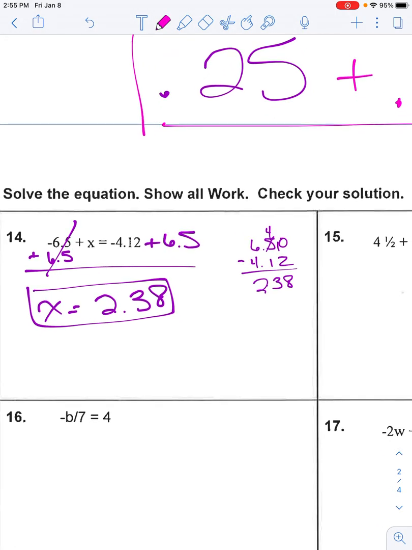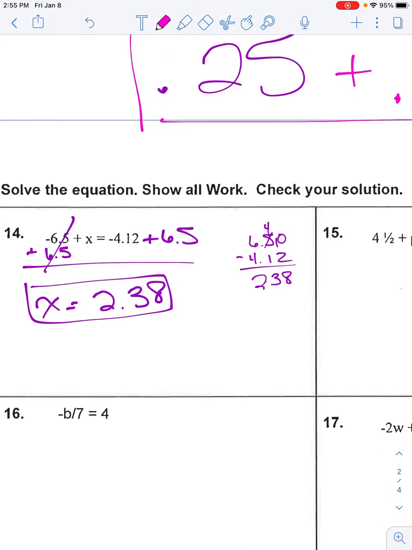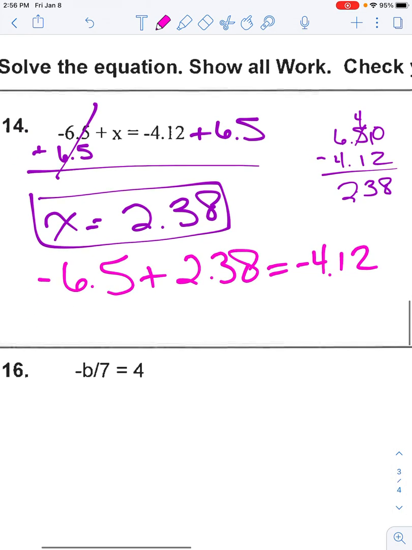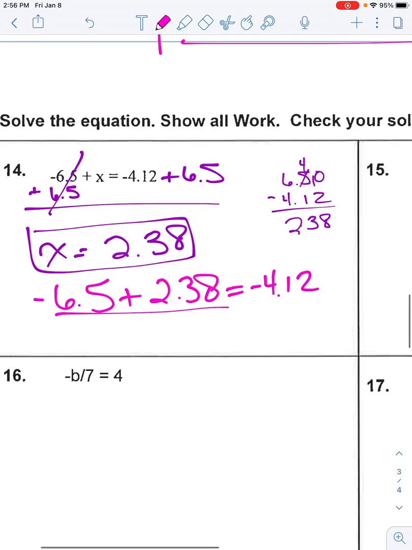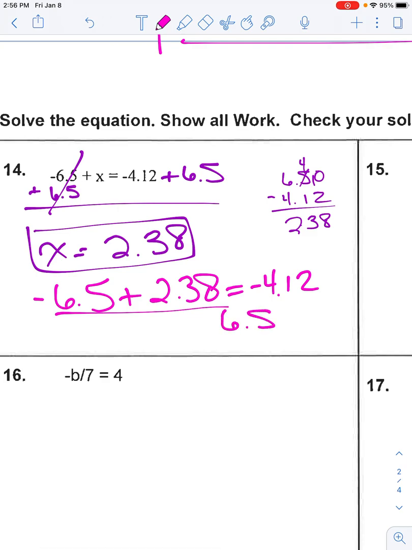And then what I would like for you to do is in a different color, or actually that won't work the day of the test. I just need you to show you're putting 2.38 back in for x. And not just putting it back in, but proving it. Those are different signs, so I'm going to find the difference.